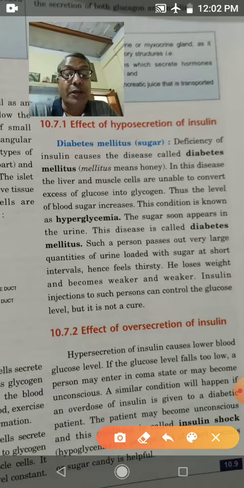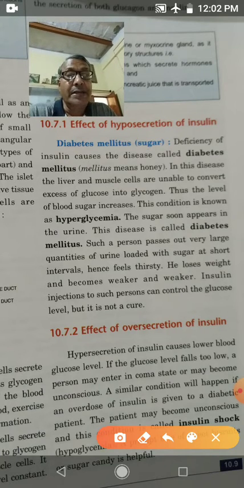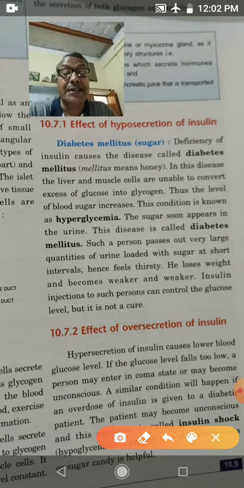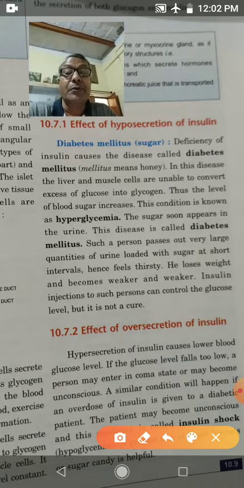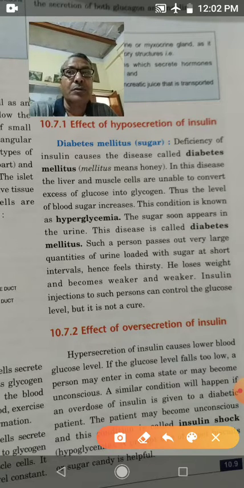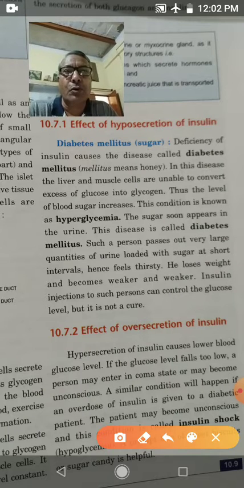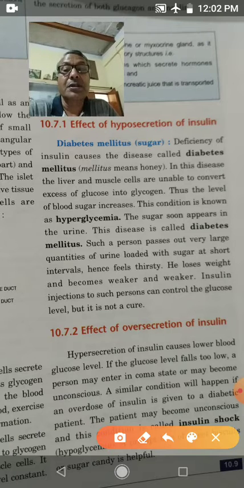So children, I told you about the pancreas. Pancreas is an exocrine as well as endocrine gland. Islets of Langerhans have 3 cells: alpha cell, beta cell and delta cell. Alpha cell produces glucagon hormone. Glucagon hormone increases the level of glucose by converting glycogen into glucose.